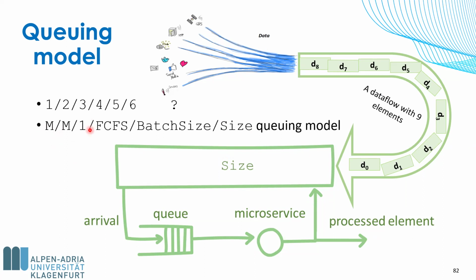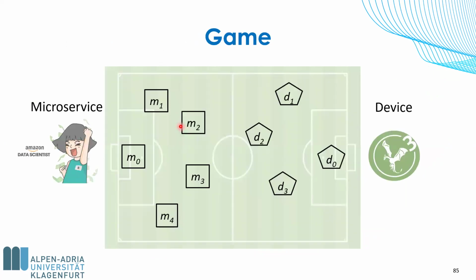Each queue is going to be assigned to one microservice, and then the first come first serve strategy for the entrance and exiting of the data elements from the queue is followed. The batch size shows the number of elements in the queue, and then the size shows the whole number of data elements in the data flow.